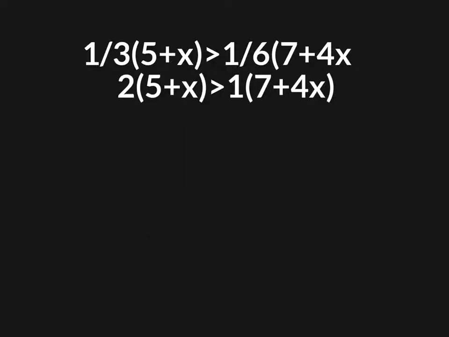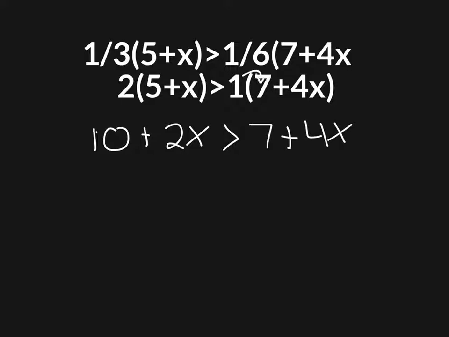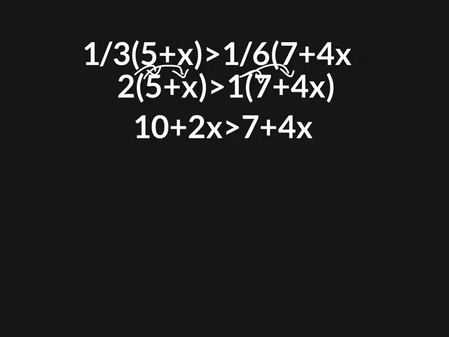The next step is distributive property. So 2 times 5 is 10, plus 2 times x is 2x, is greater than 7 plus 4x, because 1 times anything is that number. The next step after that is to combine like terms, which means circle the constants and box the variables. Because there was only one constant on each side and one variable on each side, that step isn't necessary, so we can cross that off.